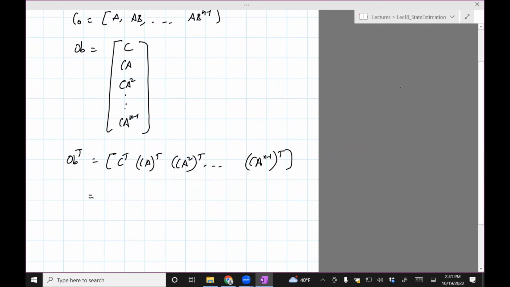Now, this is something which you proved, I think, in the first homework, that (AB) transpose is the same as B transpose A transpose, and so we can use that here. This is the same as C transpose, A transpose C transpose. You need to do this multiple times for A squared, so you write it as C times A, then take them two at a time, reverse them, but you can show that it comes out to be A squared transpose C transpose, so on, A^(n-1) transpose C transpose.